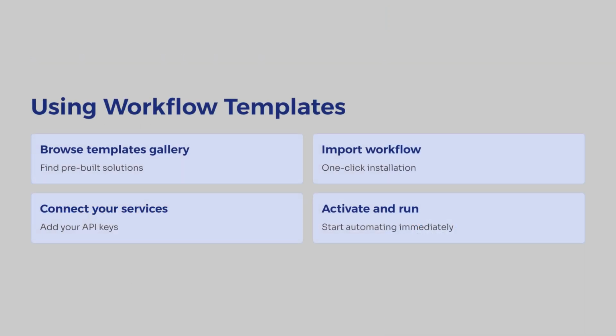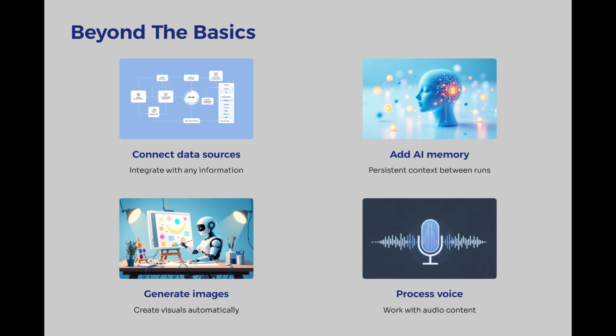If you want to skip building from scratch, n8n has a Templates tab full of automations. Whether you want to generate AI social media posts or automate reports, just import a template, connect your tools, and you're set. You can also download the exact workflow I built in this video and import it directly into your own n8n account. And the best part?